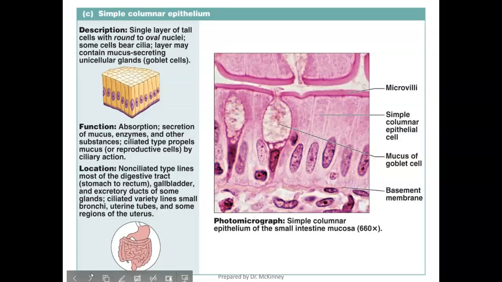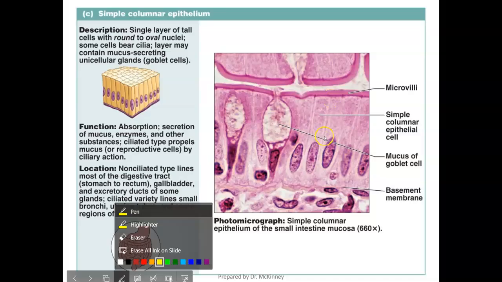Okay, and then we come to simple columnar. So again, simple means one cell layer thick. Columnar, the cells are longer than they are wide, so they form a column shape. So if we look here, we see columns, but again, usually you'll see simple columnar in the linings of organs. So like, for example, in the stomach, the inner lining of the stomach is made of simple columnar epithelium.